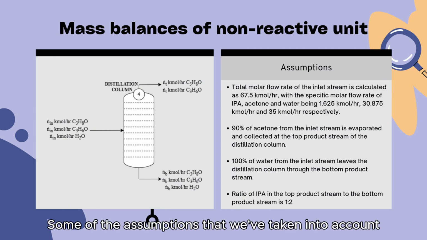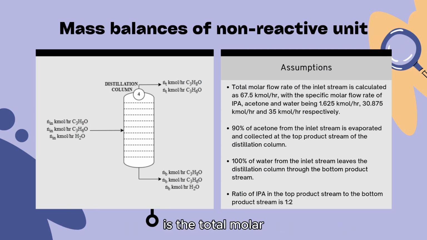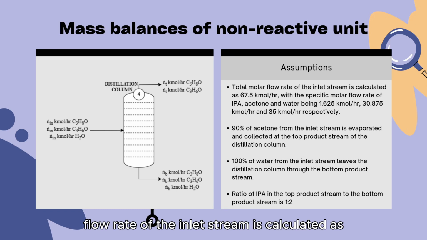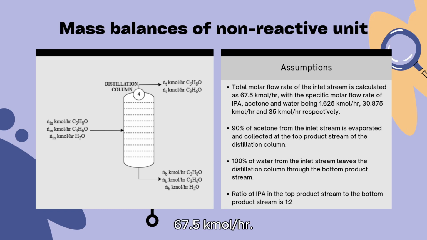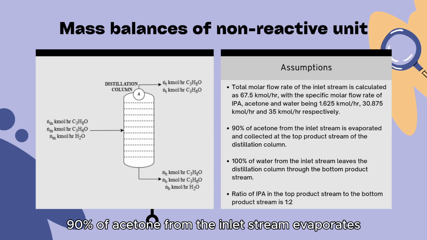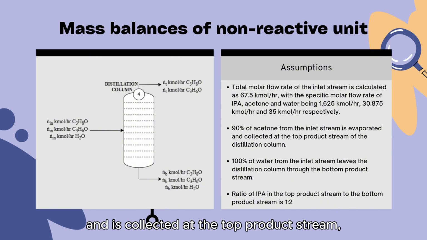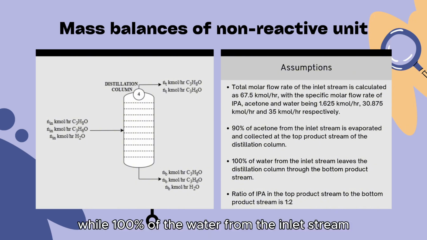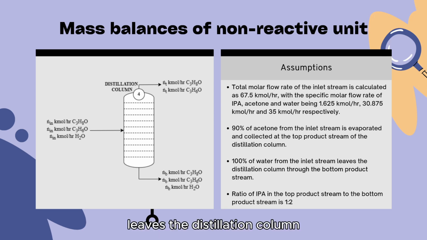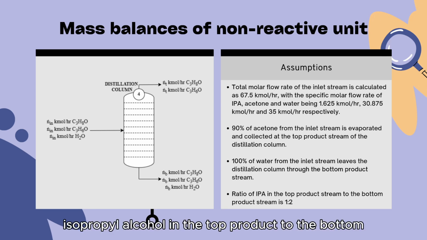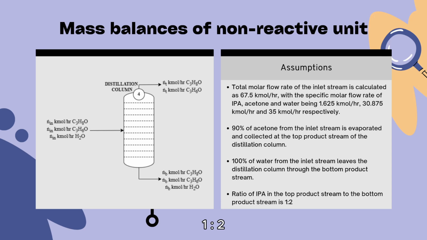Some of the assumptions that we've taken into account is that the total molar flow rate of the inlet stream is calculated as 67.5 kmol per hour. More assumptions include that 90% of acetone from the inlet stream evaporates and is collected in the top product stream, while 100% of the water from the inlet stream leaves the distillation column through the bottom product stream. The ratio of isopropyl alcohol in the top product to the bottom product is 1:2.